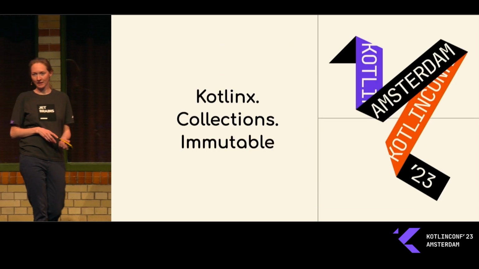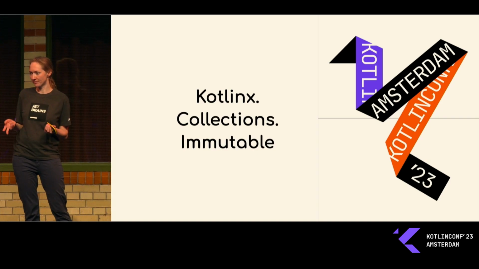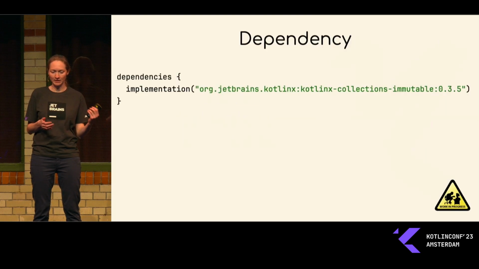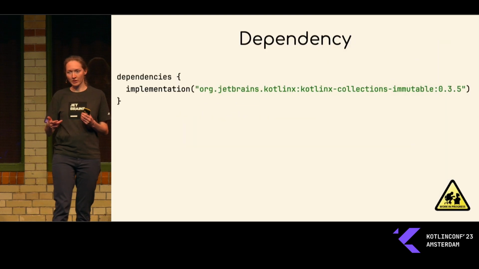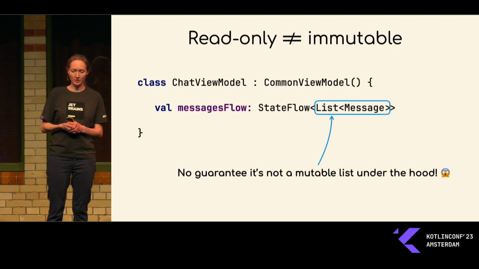Our next topic is probably the last library, which is also still an alpha, still experimental. It's the KotlinX collection immutable library. If you want to use it, you need to include this dependency. It's work in progress, so it's like a 0 version.